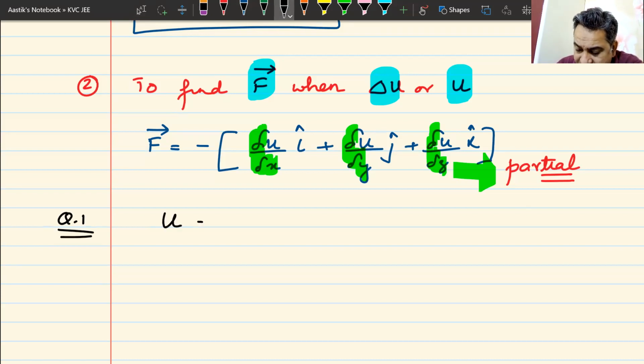The potential energy of some force is given by this formula. I will write it like this: x squared y plus yz. The potential energy function of a force is given by this formula. Please calculate or find out the force.